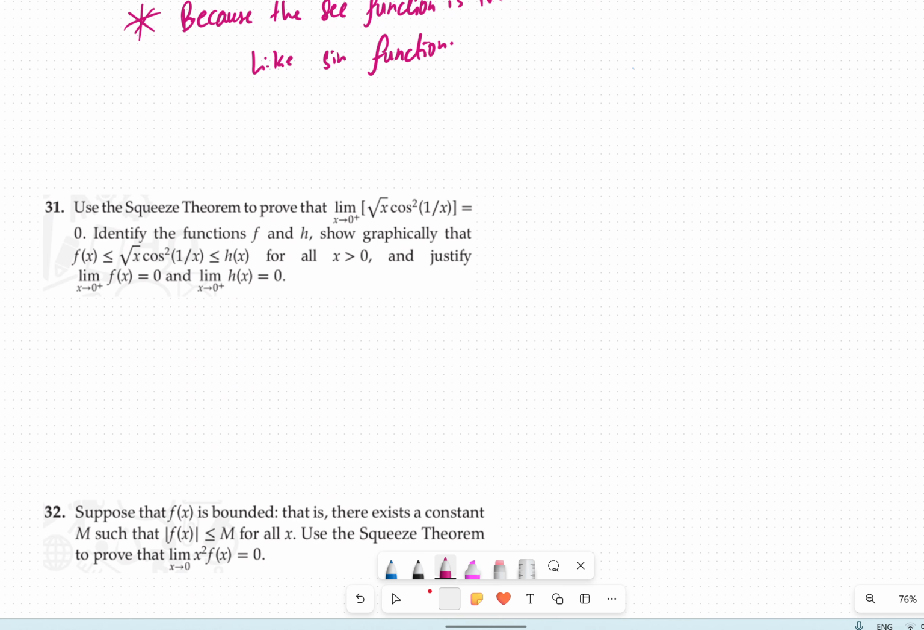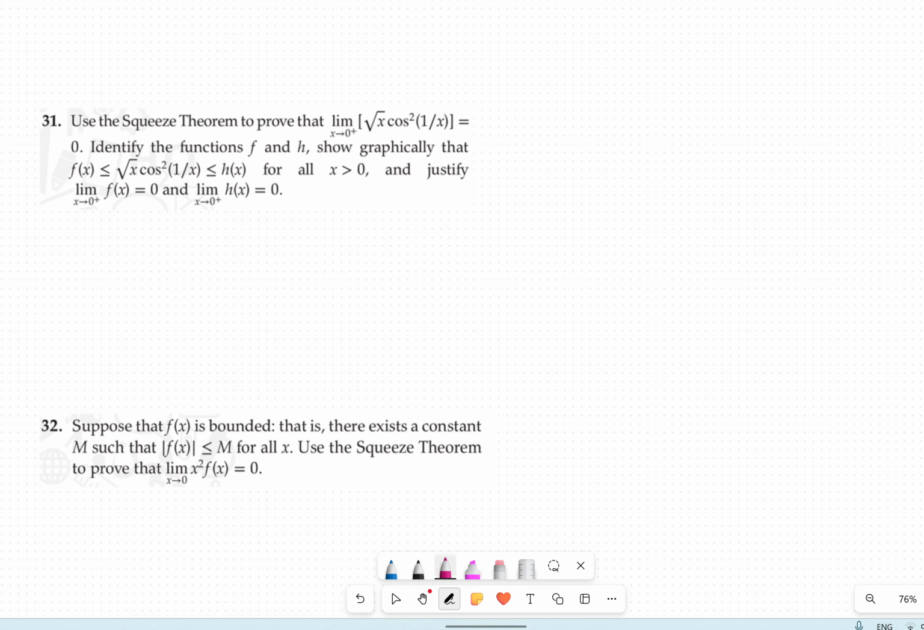Okay, now we go to question 31. Use the squeeze theorem to prove that the limit of root x cosine squared 1 over x as x approaches 0 from the right is 0. And again, they want us to identify the functions f and h that this is bounded by. Again, you start with your trigonometric function. What do I know about the cosine? Just the cosine, no matter what is the angle inside. I know the cosine is bounded between minus 1 and 1.